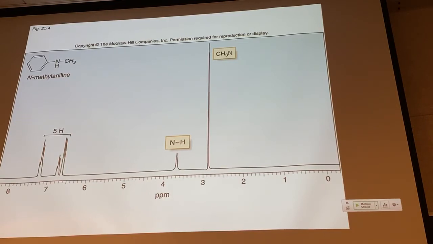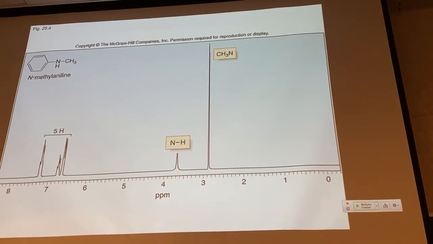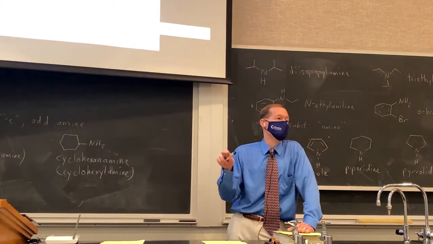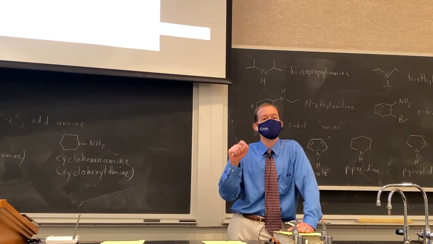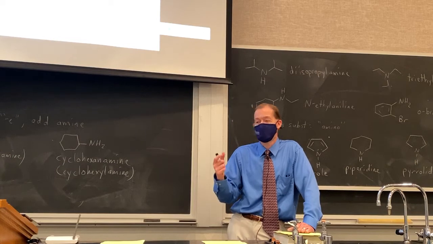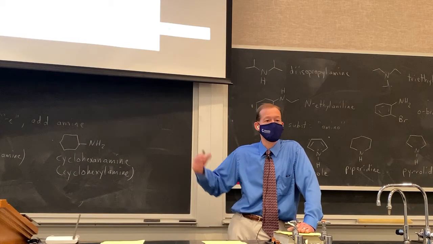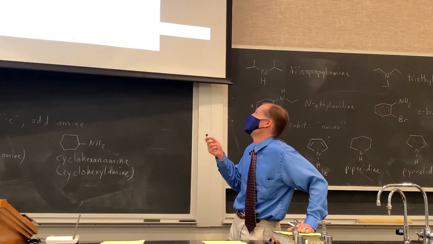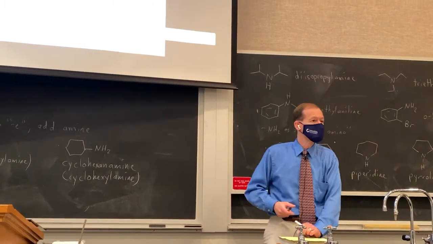If you remember, the splitting patterns are caused by the different spin states of the neighboring hydrogens. Protons on oxygen and nitrogen are not on a single molecule long enough to detect those different spin states, and as a result, there's no splitting. So we see a singlet for the NH, a singlet for the N-methyl group.